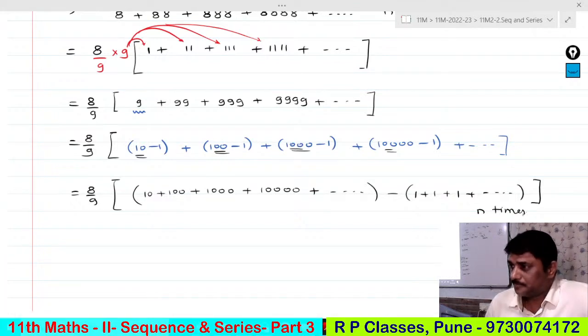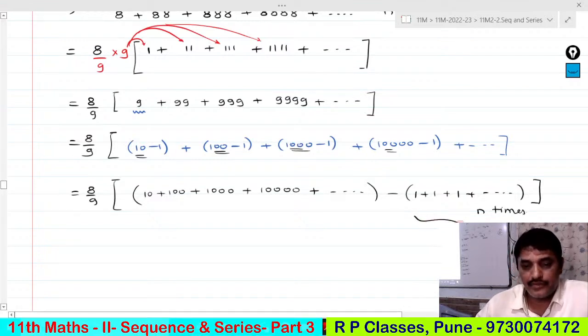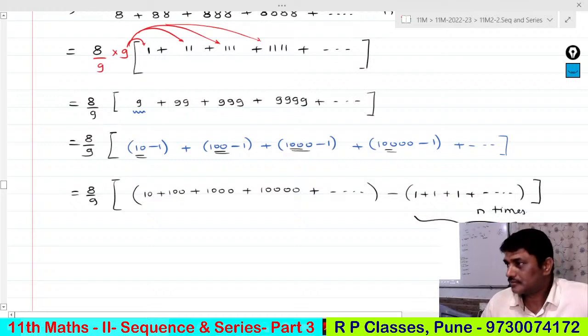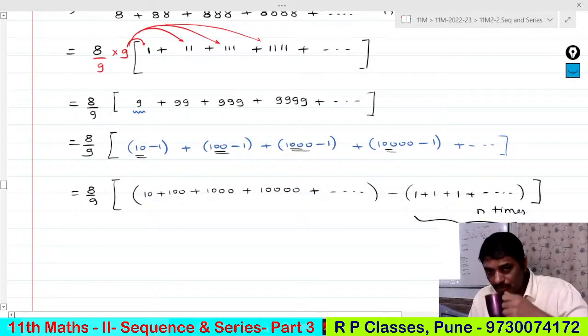नहीं, ओनली 3, 5 बार ऐड किया, 1, 50 बार, 100 टाइम्स, n टाइम्स n. समझ में आ गया?